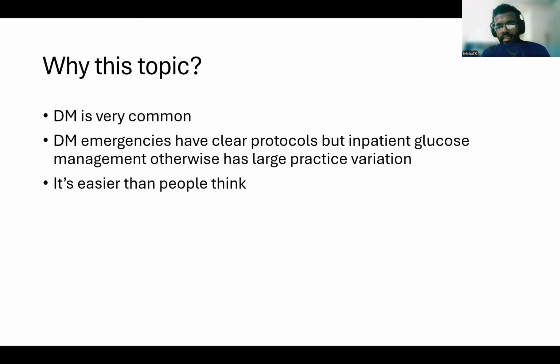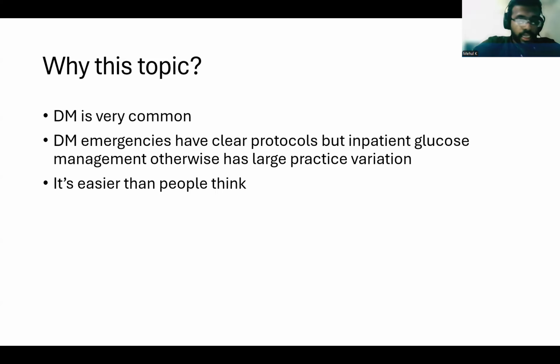When I was an intern, I was very curious about this topic, so I used to go and ask all of these medicine professors. Professor A will tell me one method. Professor B will tell me a completely different method. Professor C will give me a brand new concept about how to approach this. So there's a lot of practice variation going on.